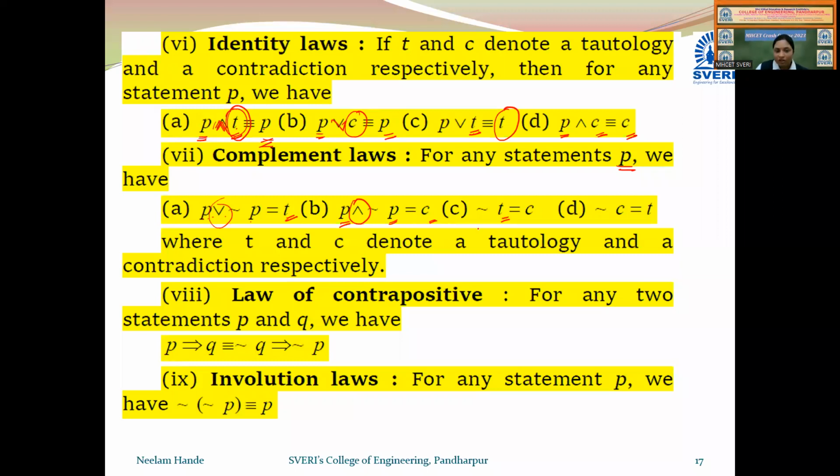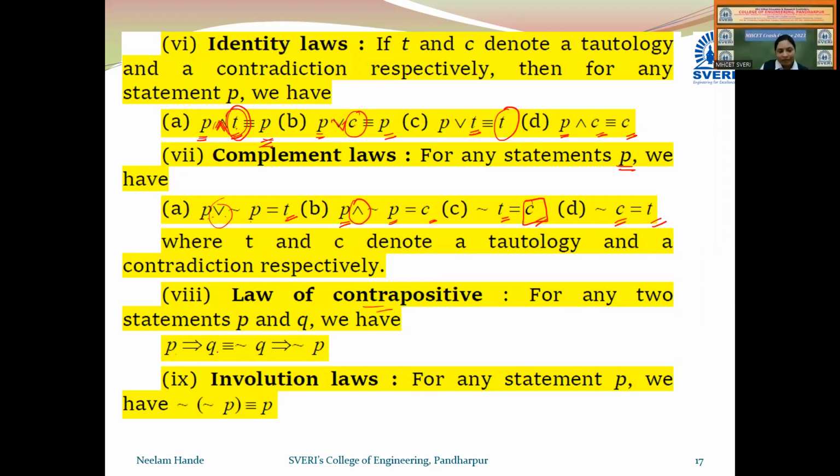Negation of a tautology is always a contradiction. Is it obvious? Negation of something always true is always false, so it is a contradiction. And negation of a contradiction should be a tautology.